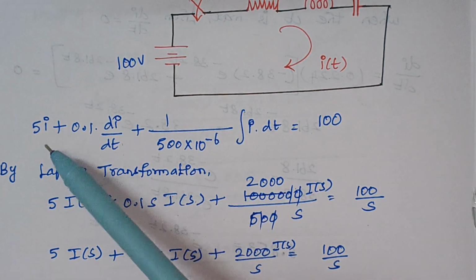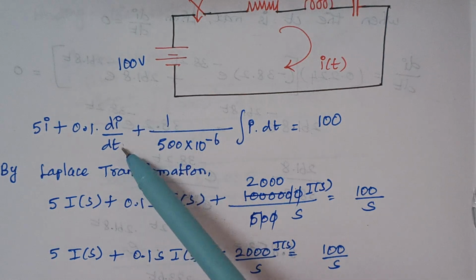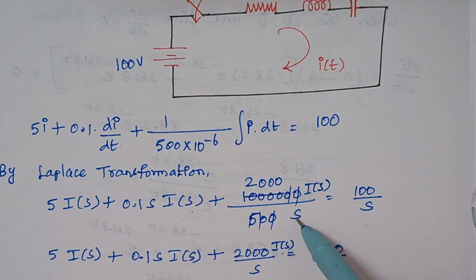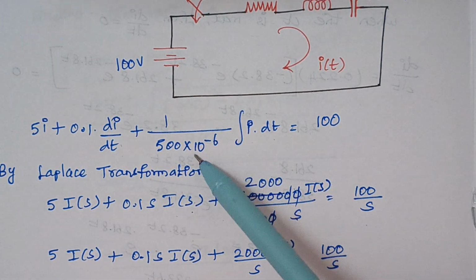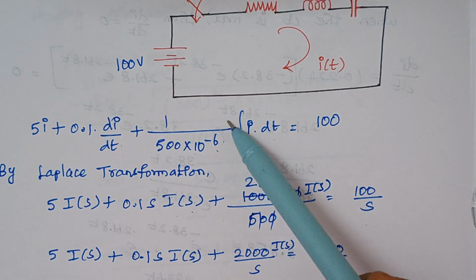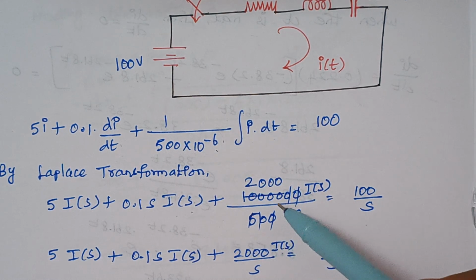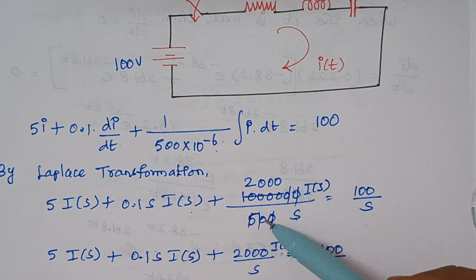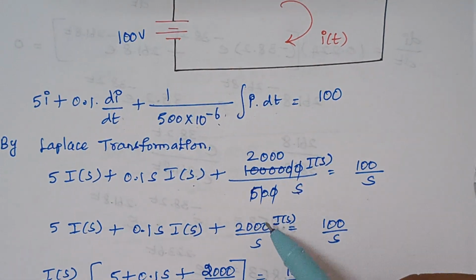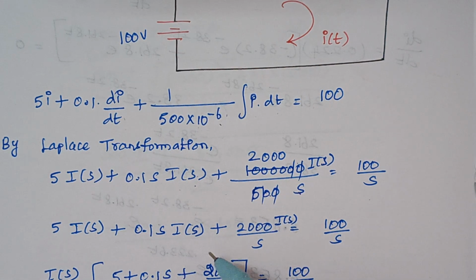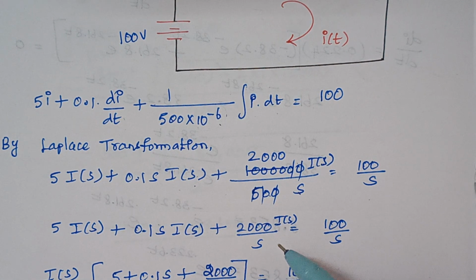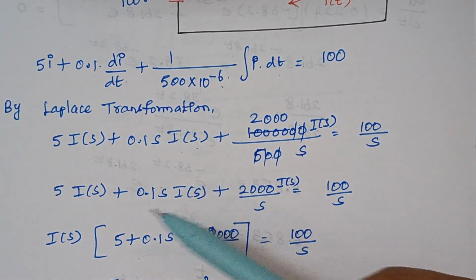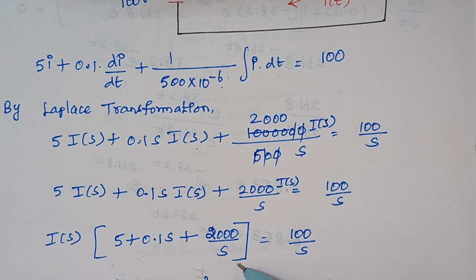The next step is we are going to take Laplace transformation. Here I becomes I of s, di by dt becomes s into I of s, and the integral of I into dt becomes I of s by s. In this case, I am shifting the 10 to the power minus 6 to the numerator part. Therefore, it becomes 10 to the power plus 6 divided by 500. Once you cancel, we get the answer as 2000. The remaining terms remain as such. The next thing is we are taking I of s commonly outside. Once you take I of s outside, this is how our expression is.